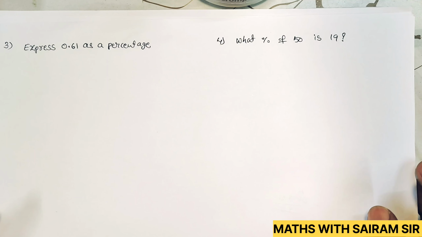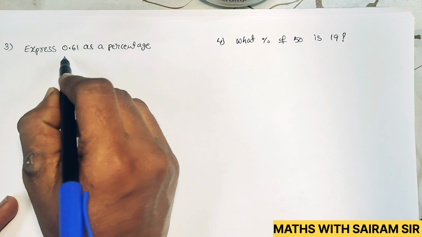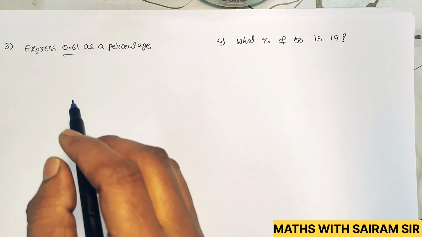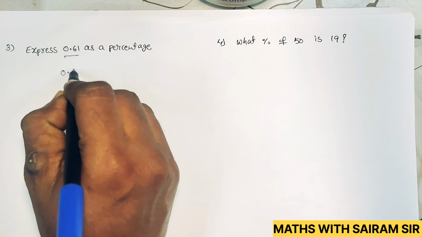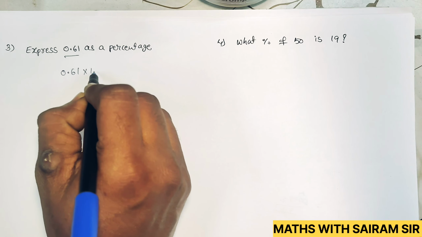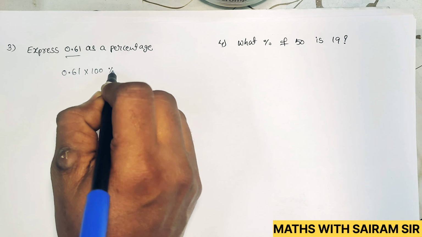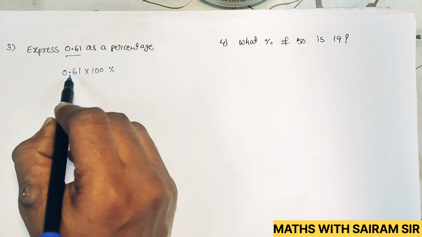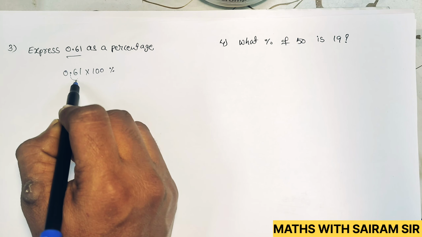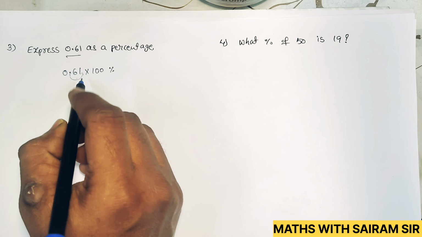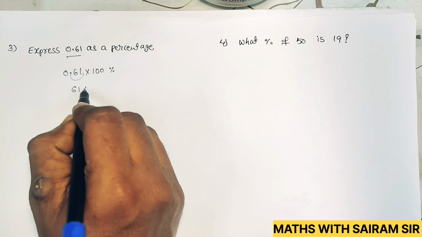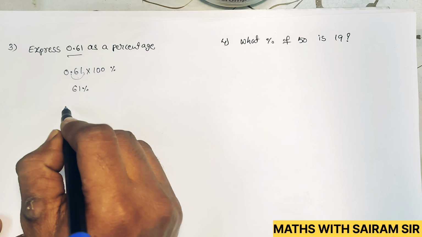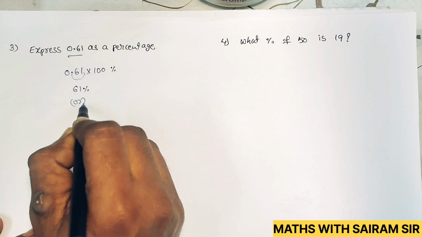Express 0.6 as a percentage. Ikkada 0.6, it's a decimal number. To convert any decimal number into percentage, what we should do? We should multiply it by 100 and take a percentage symbol. Okay, so on multiplying this by 100, this decimal point moves towards the right side for the two places. So that gives you 61%. Sir, if you did not understand this, now let us observe this question in another method.